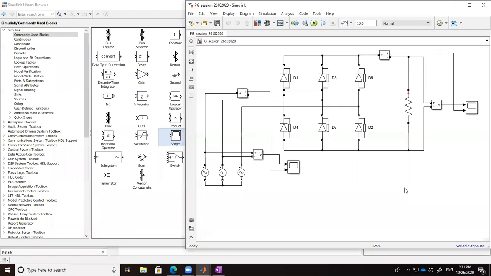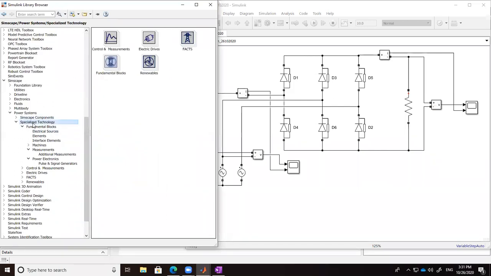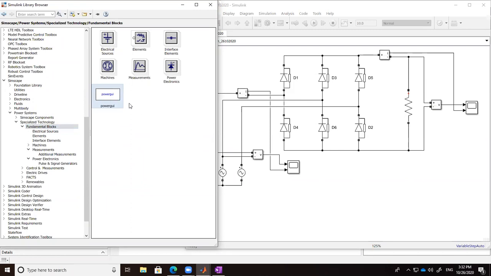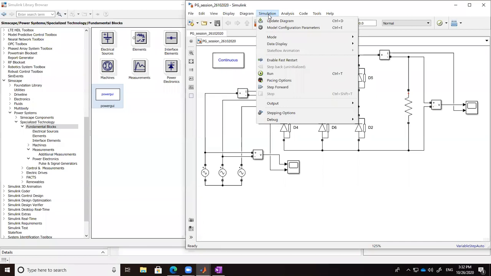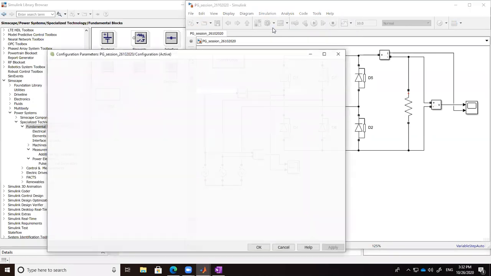Now after this, as I said in my last session, you need to add one power GUI block. So the power GUI block will be here. Right? The next step is to configure parameters of simulation. So go to simulation, model configuration parameters, select it.